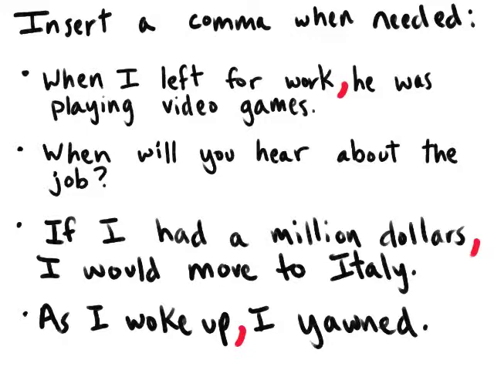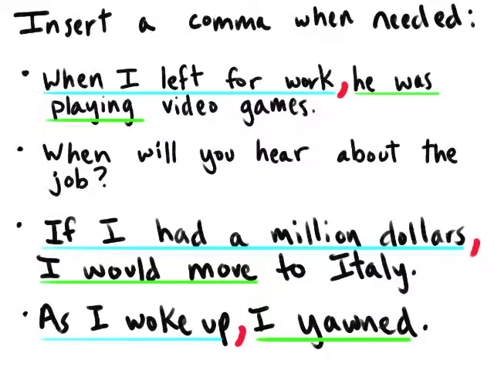This is what I got for my commas. Check and make sure that your commas were in the same place. The reason for it are these introductory phrases. We have when I left for work, if I had $1 million, and as I woke up. The phrases afterwards have a subject and verb that's the main subject and verb of the sentence. He was playing, I would move, and I yawned. You can see the when, if, and as that were part of our woobis.